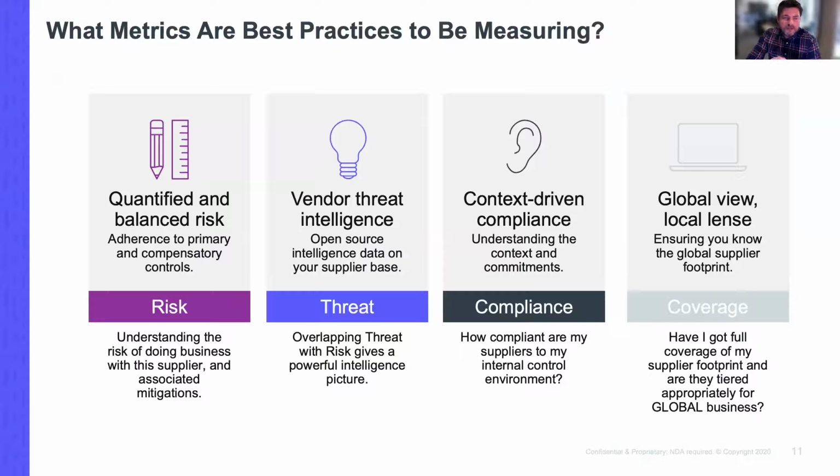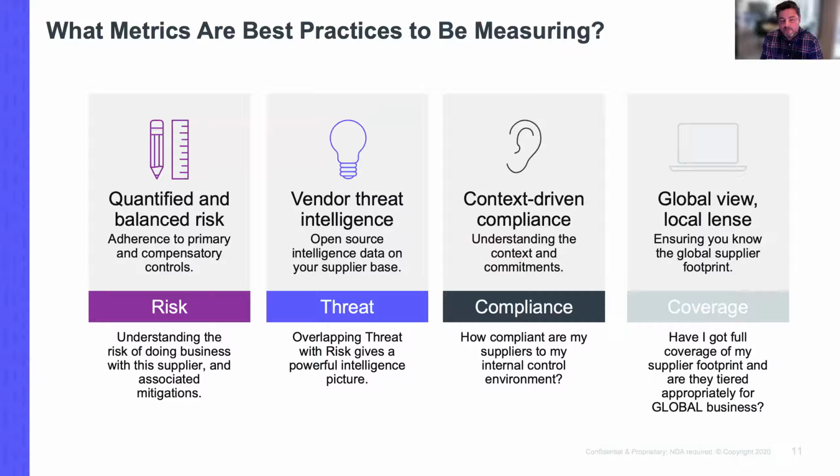So what metrics are best practice, in my opinion? And remember, this is just my opinion, and feel free to challenge it. I always like a good debate. But what should we be measuring? I largely put it into 4 buckets. And so risk, we're covering that fairly well. I think it's pretty obvious that we need to assess our supply chain from a risk perspective.